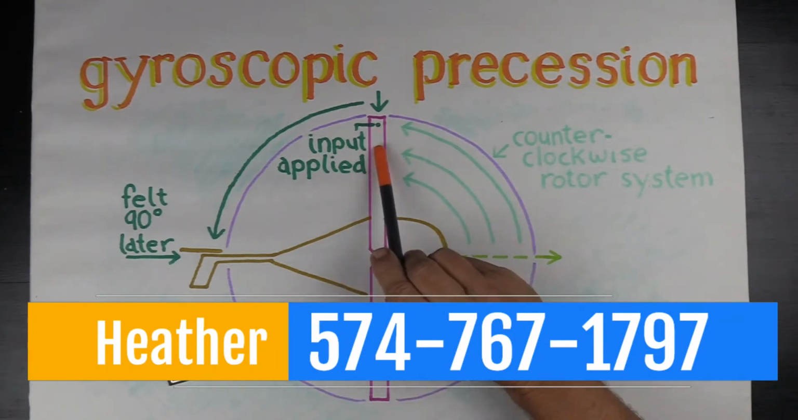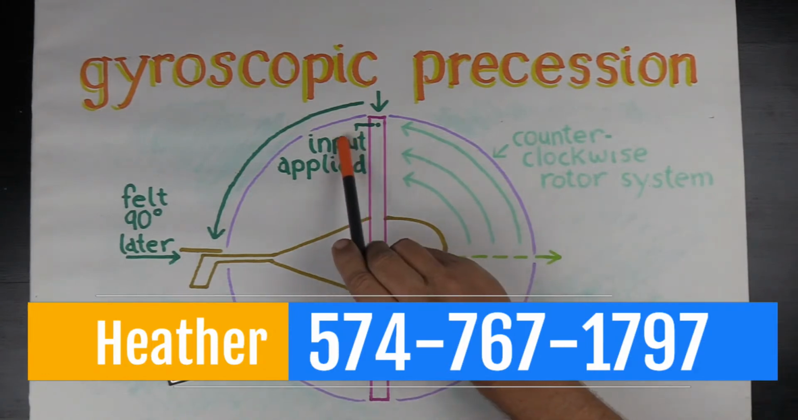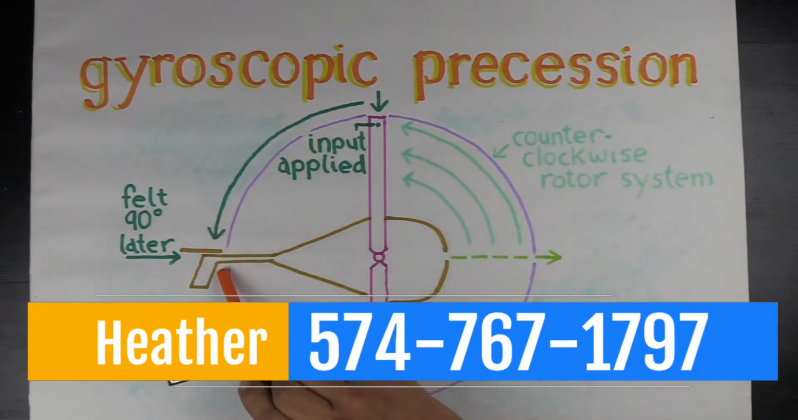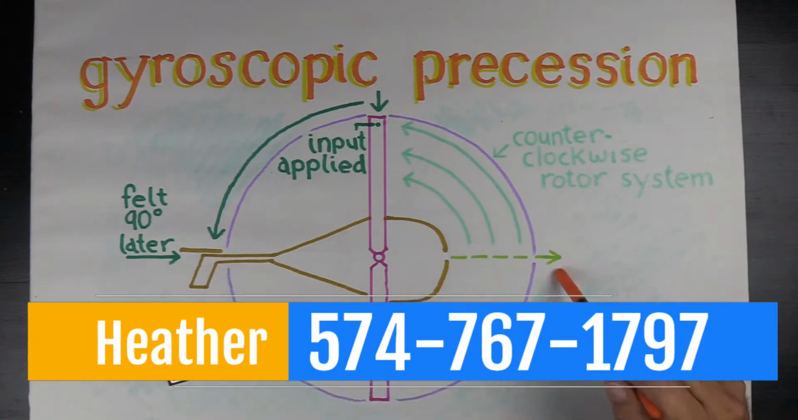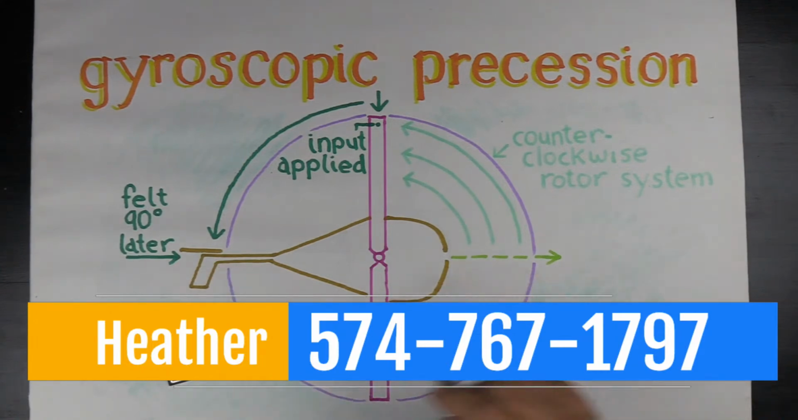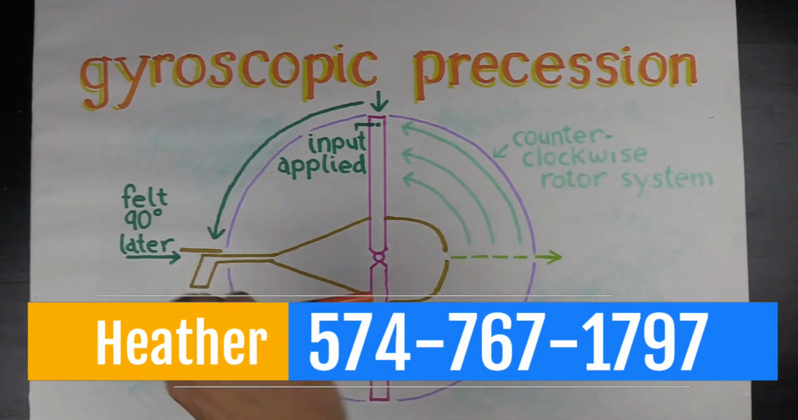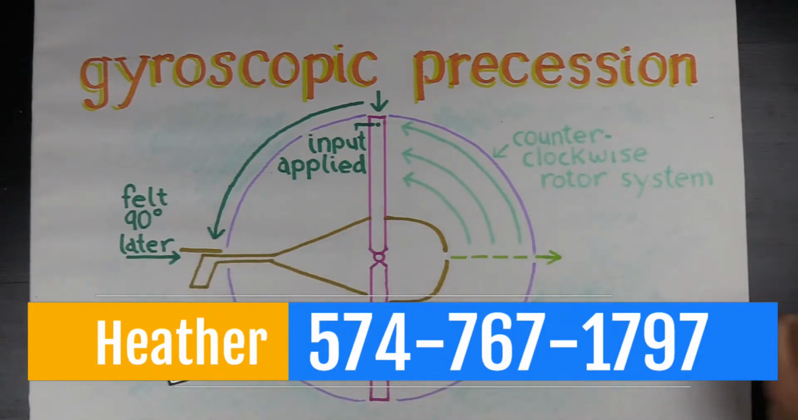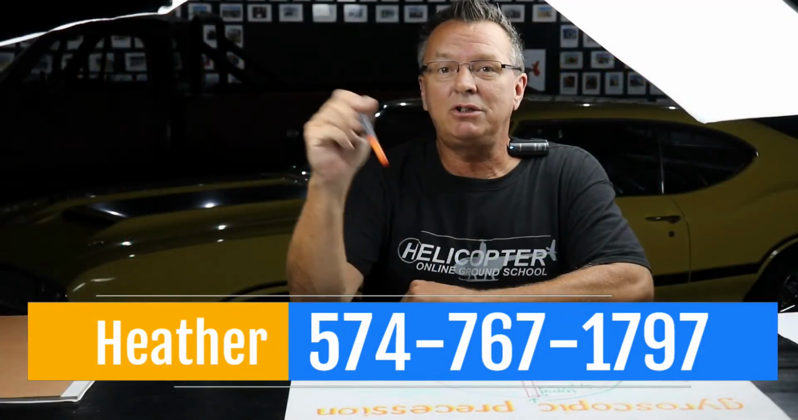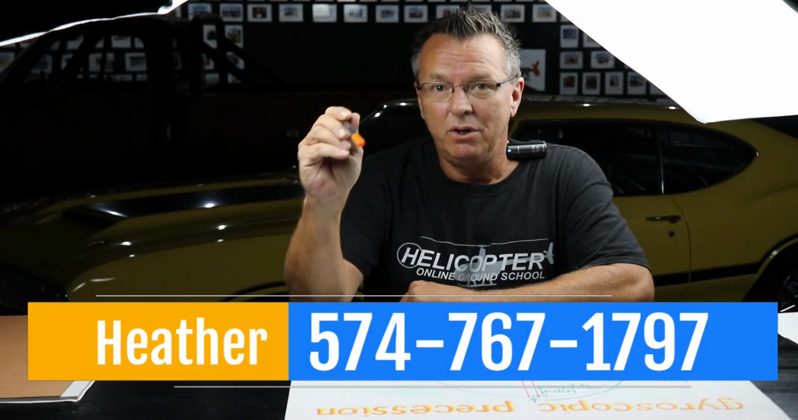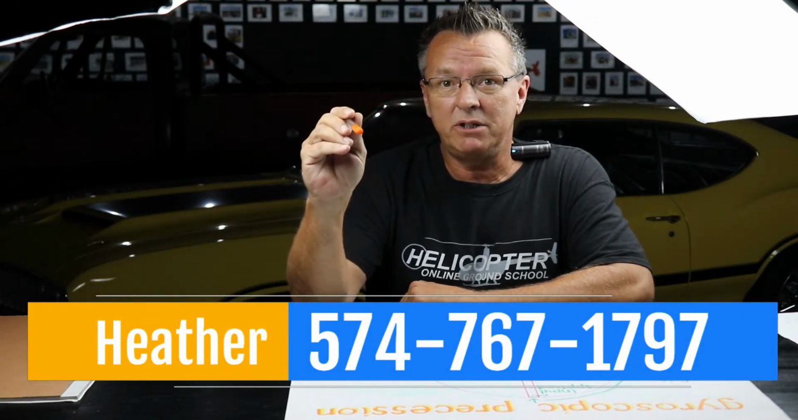So when you apply force here, it's then felt 90 degrees later here at the rear of the rotor disc. So less lift in the front, more lift in the rear, helicopter moves this way. So the examiner is going to ask you on your private pilot check ride, what is gyroscopic precession?